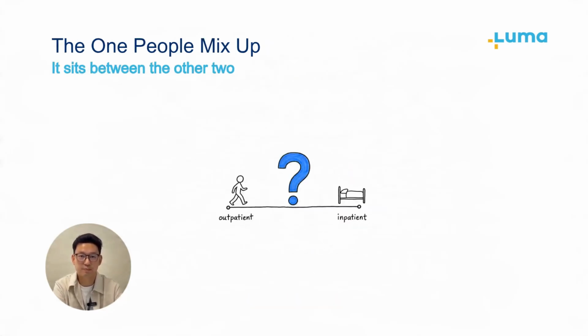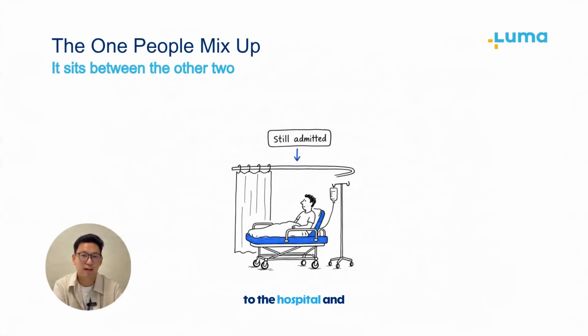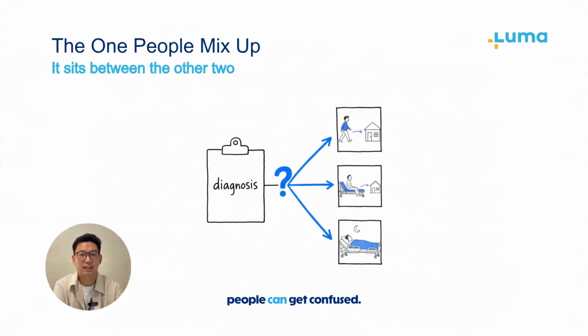The third type sits between the two, and it is the one people mix up. It is called a day case. You are still admitted to the hospital and taken to a bed for your treatment or small operation. But once the doctor is satisfied that you are medically stable, you can go home the same day with no overnight stay. Now, here is where people can get confused.